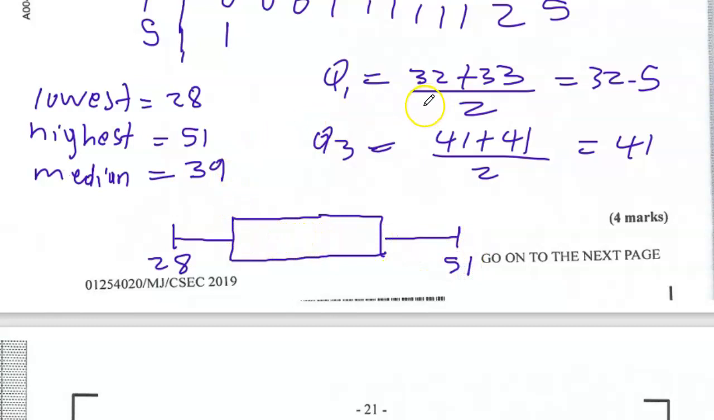The lower quartile, that's 32.5. The upper quartile, 41. And the median would be 39. I think 39 would fall closer to the 41. So it's 5 data points we'll show there, and of course, you'll do it on graph paper. Okay, next.